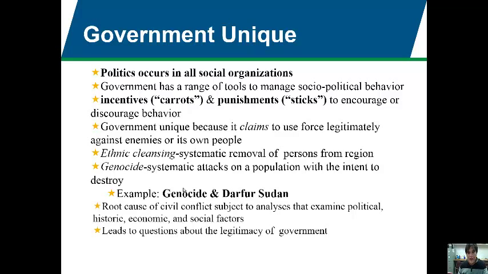So, government is unique in the fact that government has a range of tools to manage socio-political behavior, or to manage society in the way they behave. Government can offer incentives, carrots, or they can offer punishments, sticks, to encourage or discourage behavior.